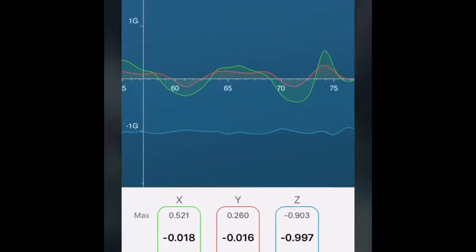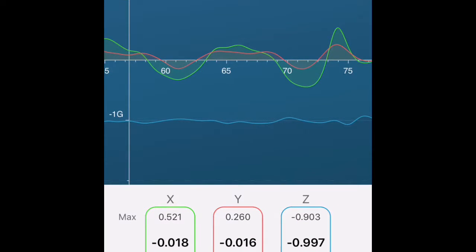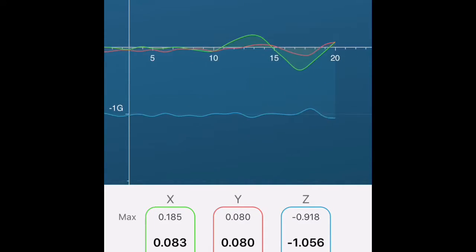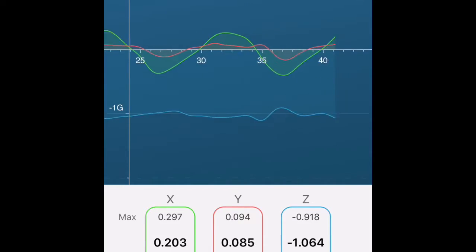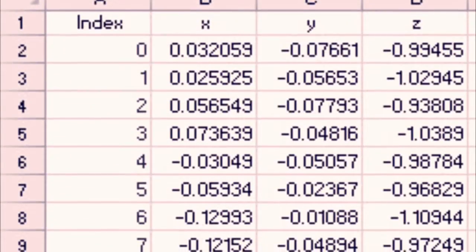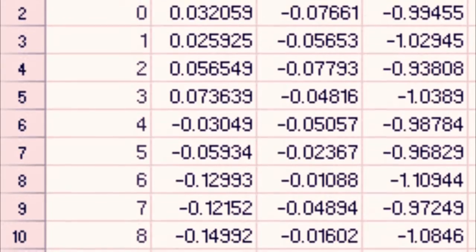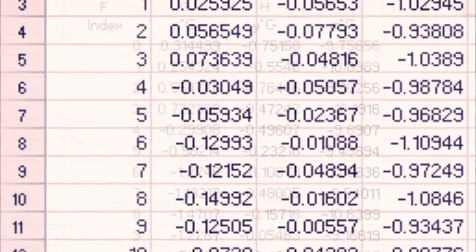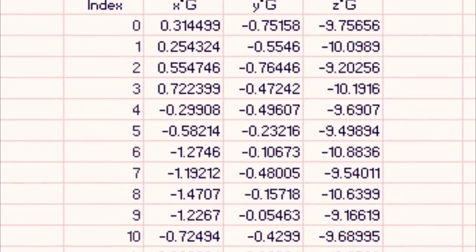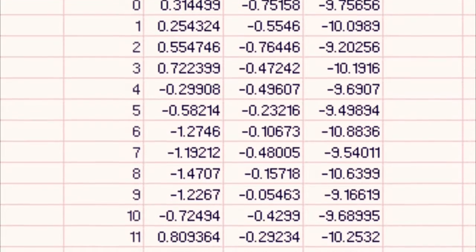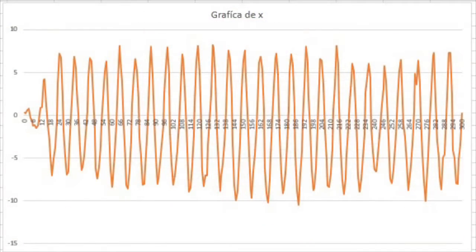First of all, we record the data with the app. It shows us the index, the x-axis, the y-axis, and the z-axis. Then we migrate the information to an Excel document. The only problem was that the information recorded was missing the gravity constant. By multiplying all the columns by gravity, we get the new information which we will graph. The results are the following ones.